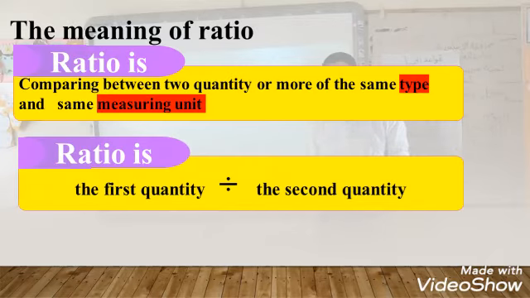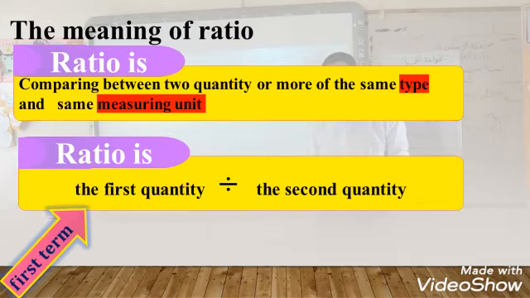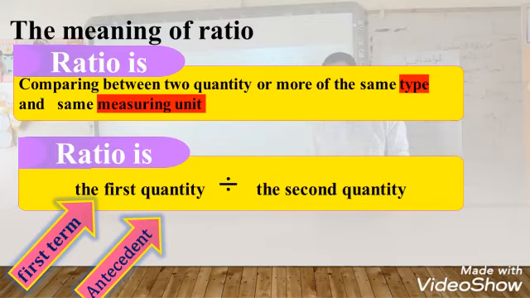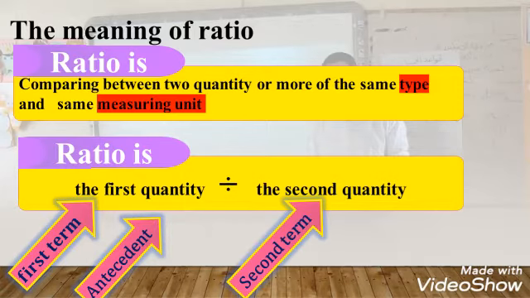A ratio is the division operation between first quantity and second quantity. Then the ratio is a division operation. The first quantity is named first term, or we can call it antecedent. The second quantity is called second term, or we can call it consequent.